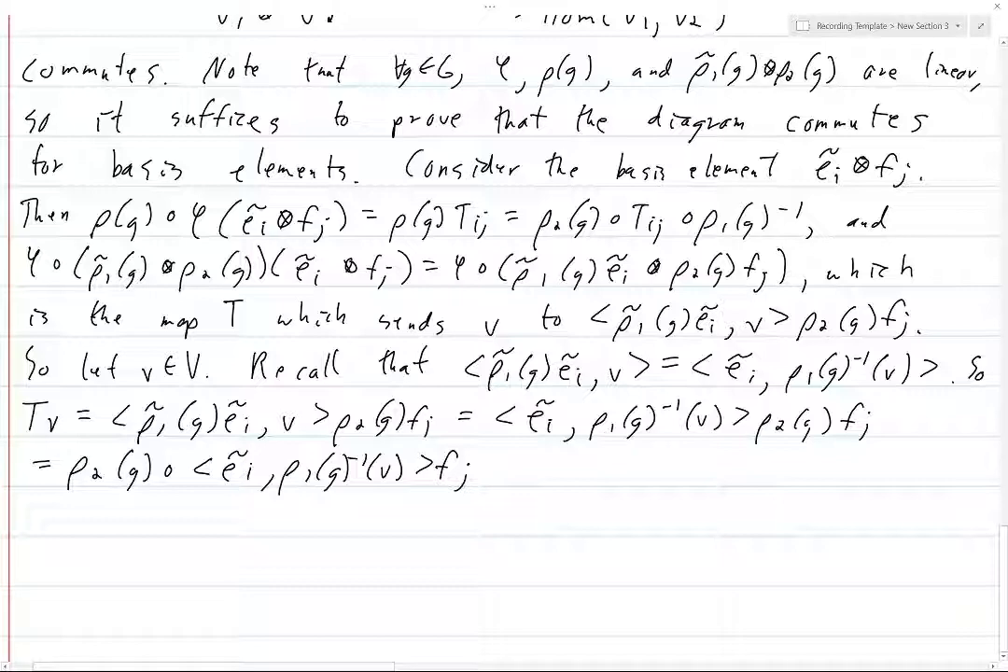Wait. f_j is an element of v2. Rho 2 of g is an element of... okay. Rho 2 of g is a map on v2. So what this really should be is rho 2 of g evaluated at f_j, because rho 2 of g gives us a map from v2 to v2, and f_j is in v2. So there. I don't know why only part of that g made it in. So now this is rho 2 of g evaluated at this element.